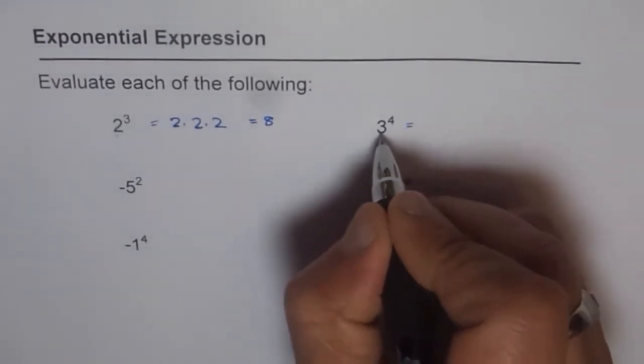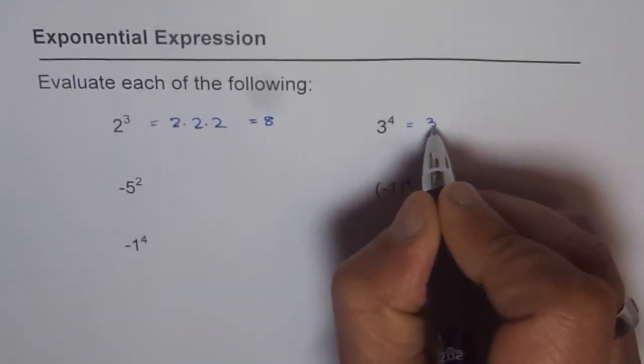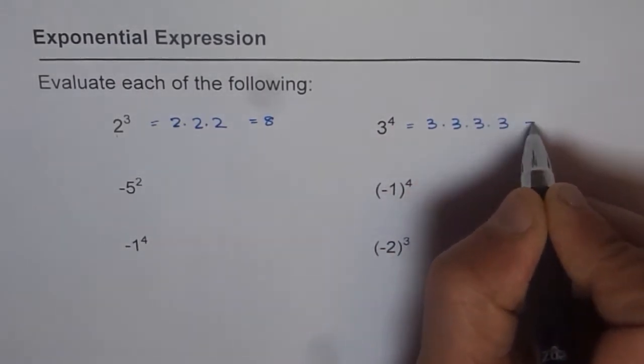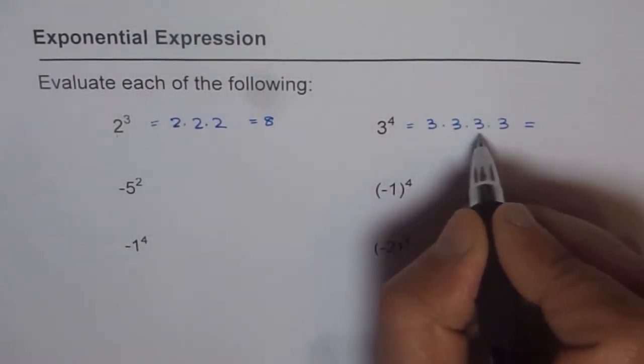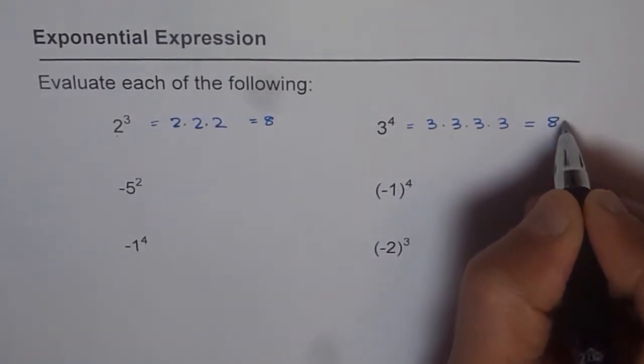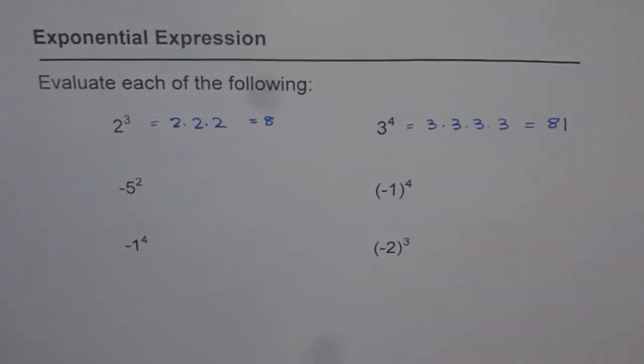Similarly, you can do 3 to the power of 4. That means the base is 3, which is being multiplied by itself 4 times. 3 times 3 is 9, and 3 times 3 is 9. And 9 times 9 is 81. So we can write this as 81.